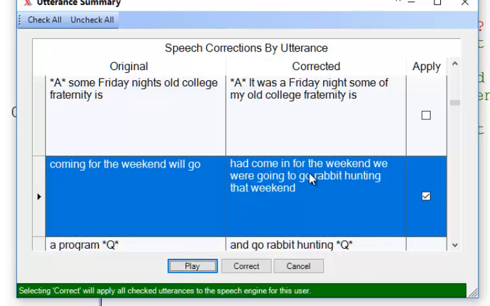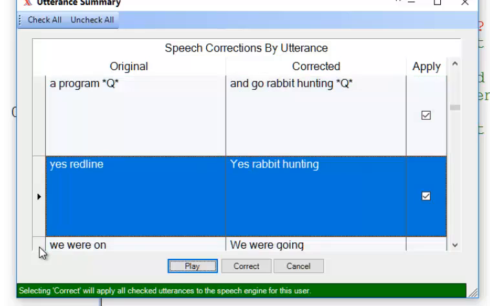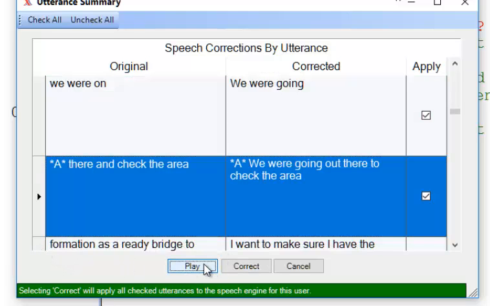And coming for the weekend, we were going to go rabbit hunting that weekend. That's correct. Echo: Rabbit hunting. Hugo: Yes, rabbit hunting. We were going out there to check the area.